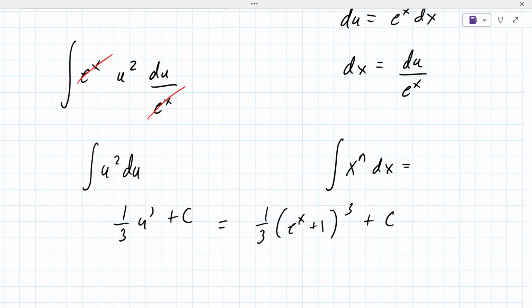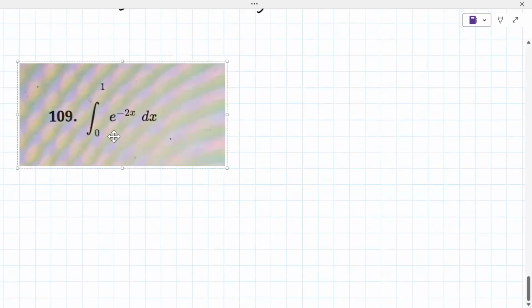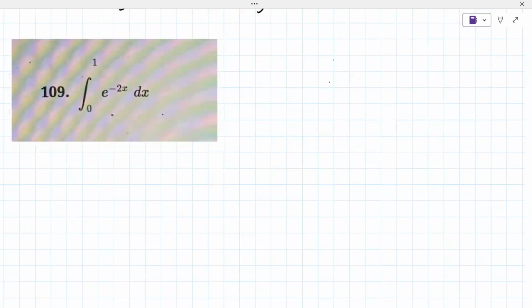All right, any questions on that before we go on to 109? Do we do 109? Yep. Or 111? Yeah, all those are good. So I'll have you get a little bit more involved here. Without these limits, I want you to find the antiderivative of this, please.